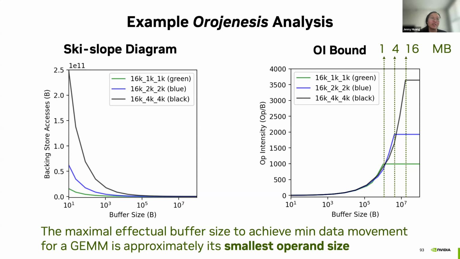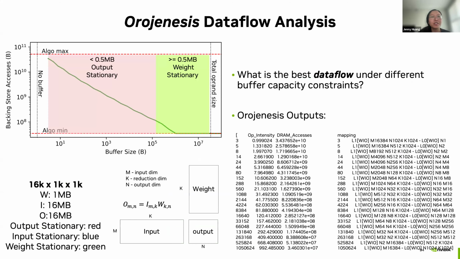This is one crisp insight that we were able to derive directly from just looking at these curves. And Orojenesis provides us a way to directly derive these curves from very simple runs of different mappings on the Snowcat architecture. Another use of this is that we're not just showing a bound; at the same time, we're also showing the best data flow from our exploration of all the mappings.